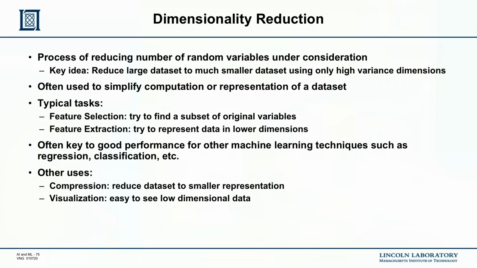This is really important when you're doing feature selection and feature extraction in your real data sets. You might also use it for other purposes such as compression or visualization. So if you want to show things in Excel, showing a 1,000 dimensional object may be difficult. You might try to project it down to the 2 or 3 dimensions that are easiest to visualize.